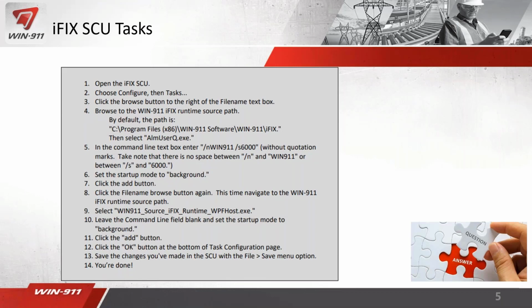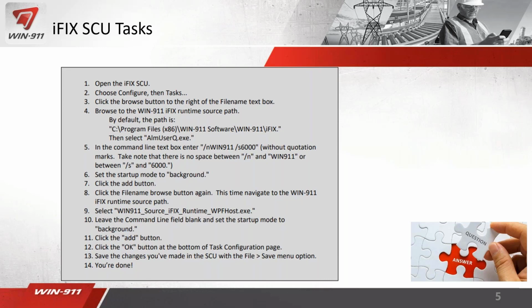So this is another screenshot directly out of our install checklist. It's also in our quick start guide, so this is all over the place for you to reference, but basically this just goes through the steps, every step that you need to open up the iFIX SCU tasks. You're going to click on the browse button to find the file name, which is our iFIX directory. So program files x86 WIN-911 software down into our iFIX folder, and there's the ALM user queue executable. Now that's a GE iFIX product, that's their user queue, but we put it in our software just to keep everything in the same spot.